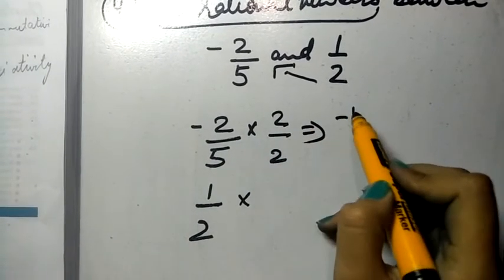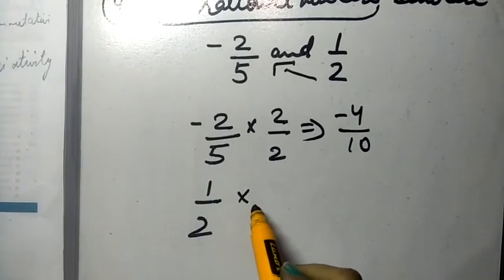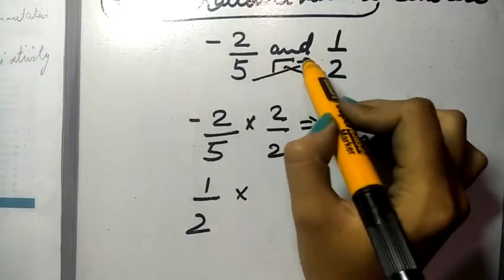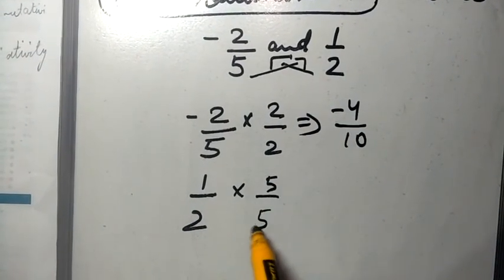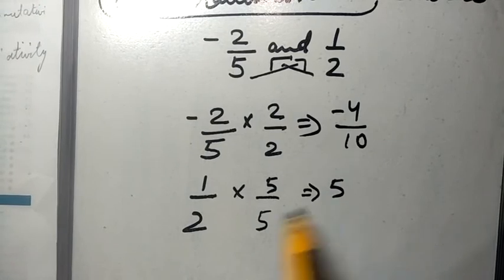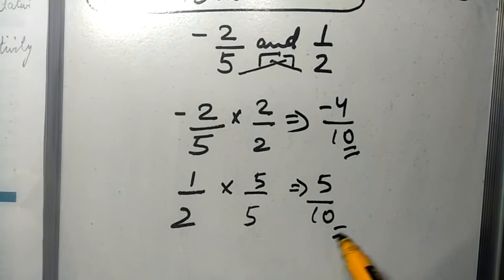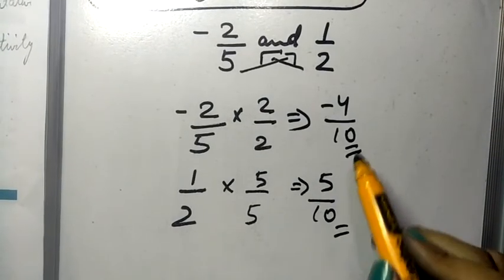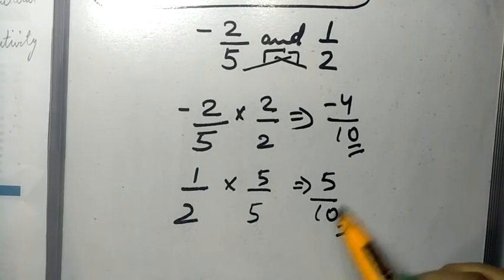2 2s are 4, minus, and 5 2s are 10. Here you can multiply the other fraction with 5, so you get the same denominator. 5 ones are 5 and 2 5s are 10. Here you got the same denominator. Now you can write all the numbers between -4/10 and 5/10.